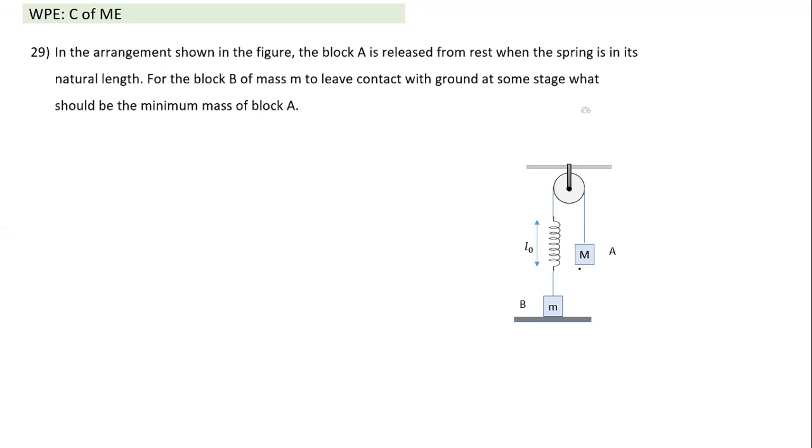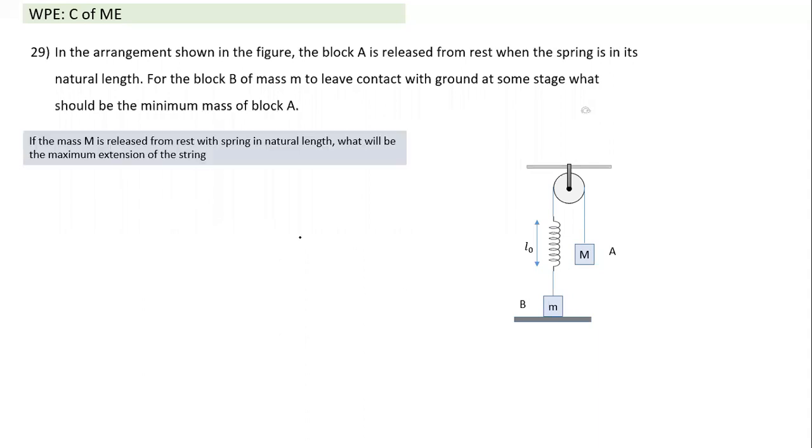So if the mass is small, this block will remain on the ground. But for a particular value of capital M here, this mass, the block B will leave contact with the ground. So before we solve this question, we have to understand one more part here. What is the other part we need to understand? If the mass M is released from rest with the spring at natural length, what will be the maximum extension of the spring?